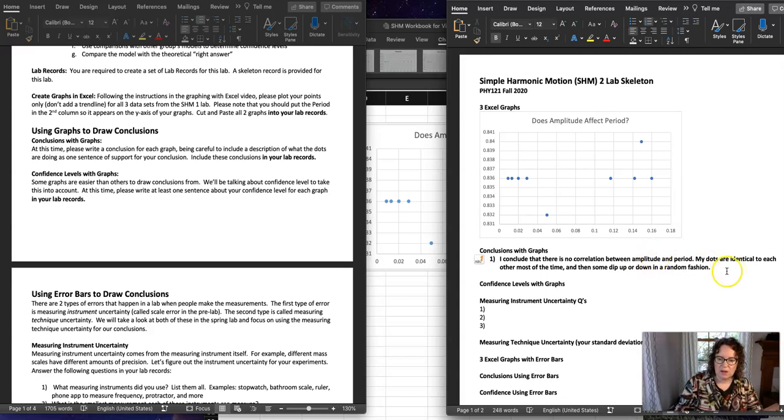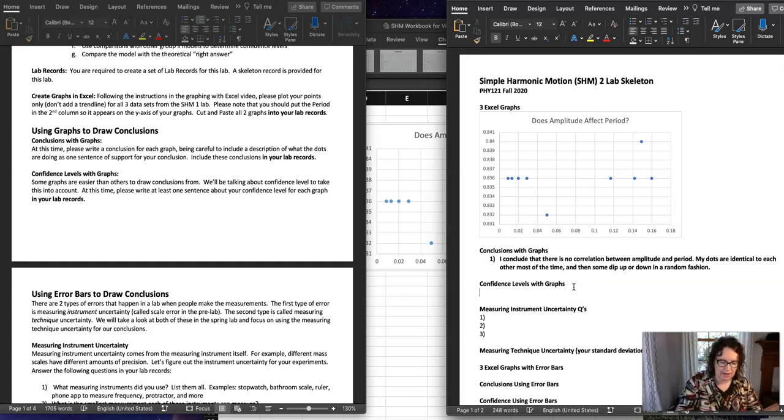After I write conclusions, I'm also going to write confidence levels. I actually like to write my confidence level with my conclusion, so I would do conclusion 1, confidence 1, conclusion 2, confidence 2. I like to do it in that order. So I am 99% confident that there is no correlation between amplitude and period. I'm being very formal here. I'm not saying in this graph or with this one. I'm saying between amplitude and period, so I'm taking the time to repeat what this graph is about.